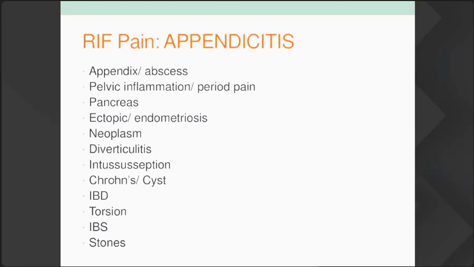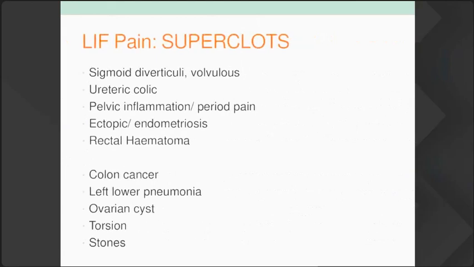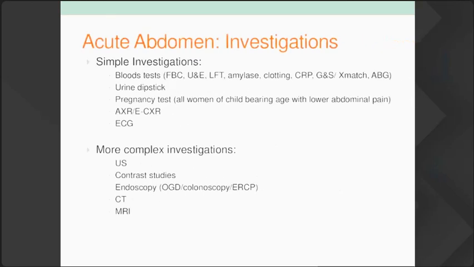So, after taking the history for right iliac fossa pain, we do the examination, then we order the investigation for the most suspected diagnosis. Left iliac fossa pain may be due to sigmoid diverticulitis or ureteric pain, maybe pelvic inflammatory disease or ectopic pregnancy, or other, minor causes like torsion or ovarian cyst or pneumonia sometimes, and sometimes colon cancer or stones.